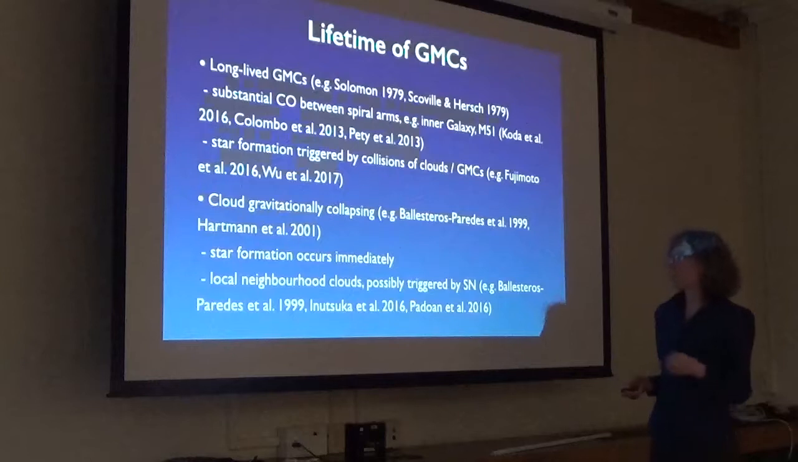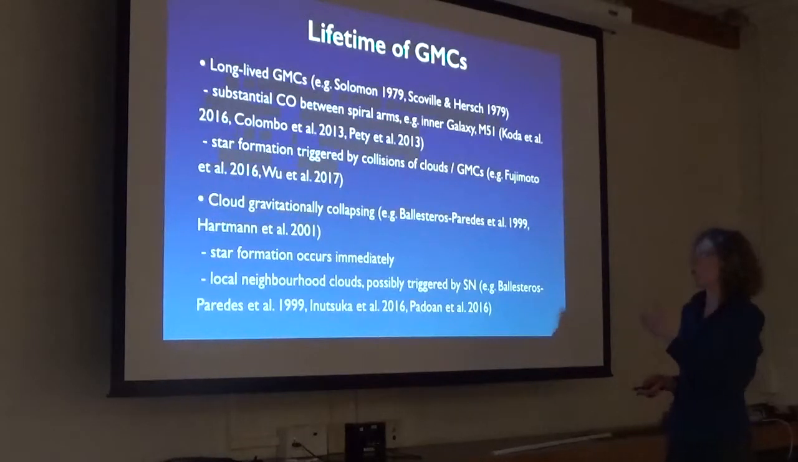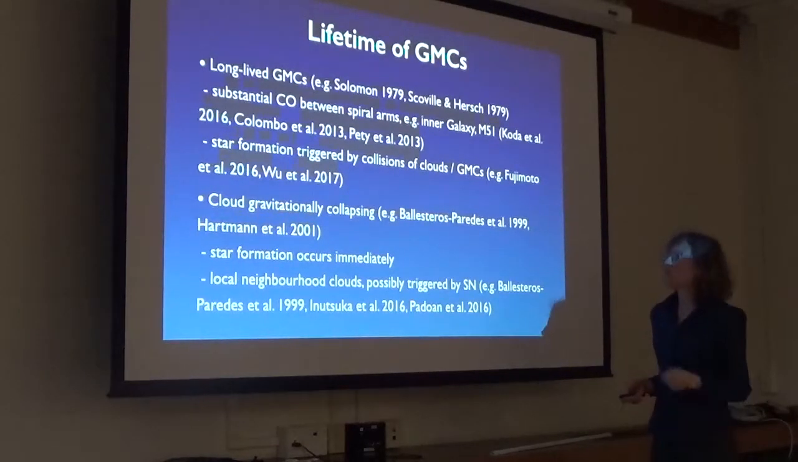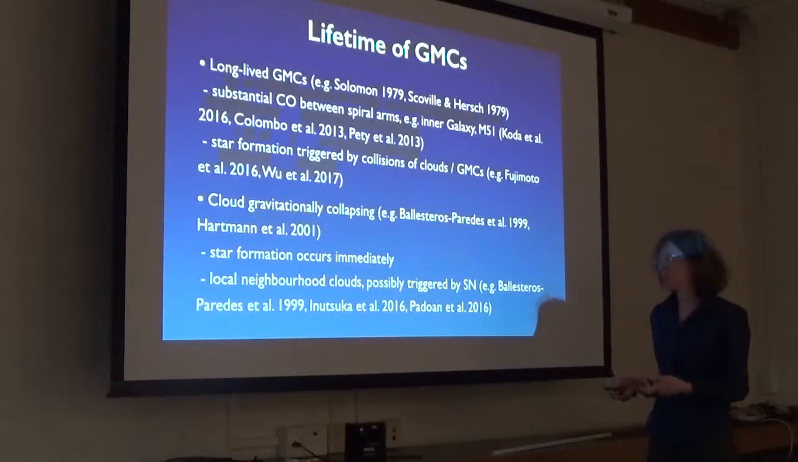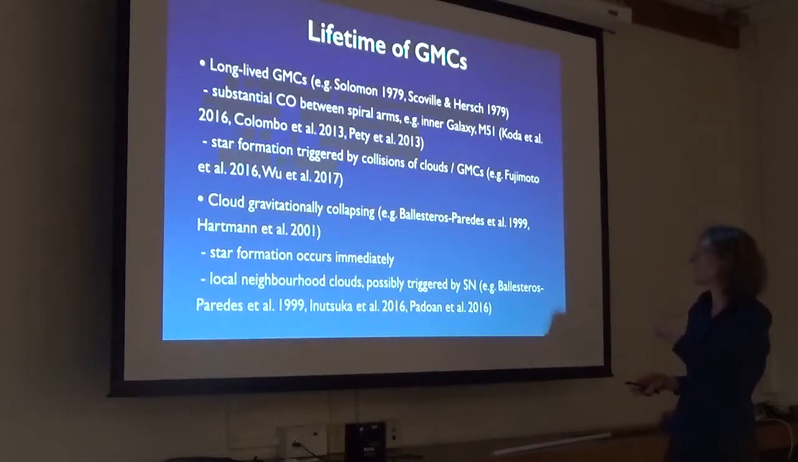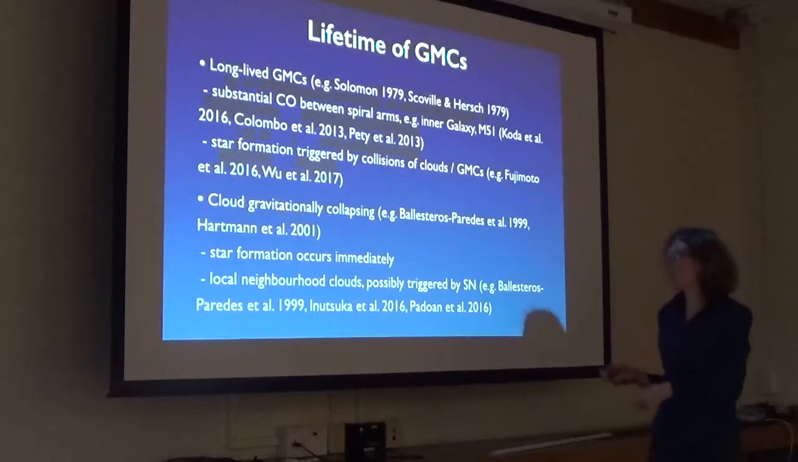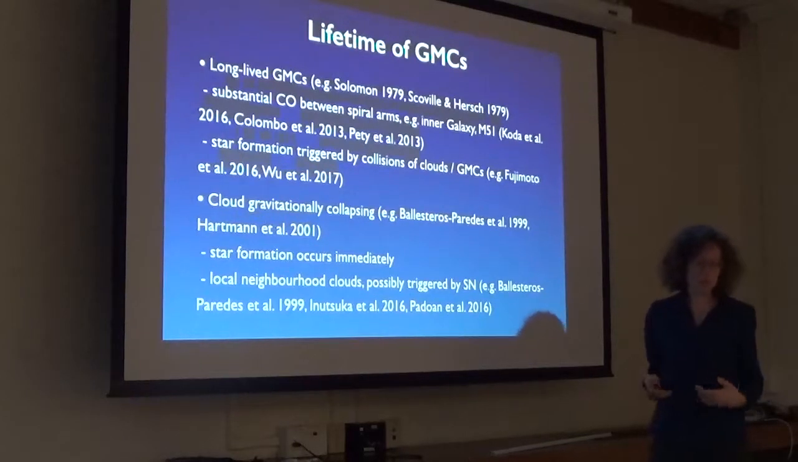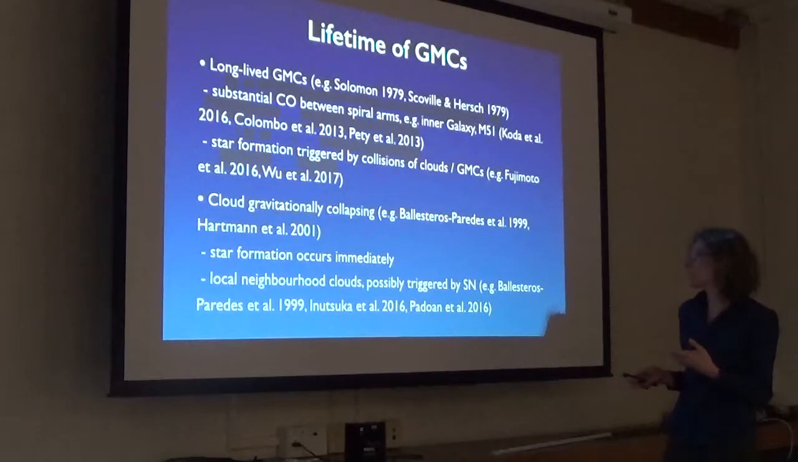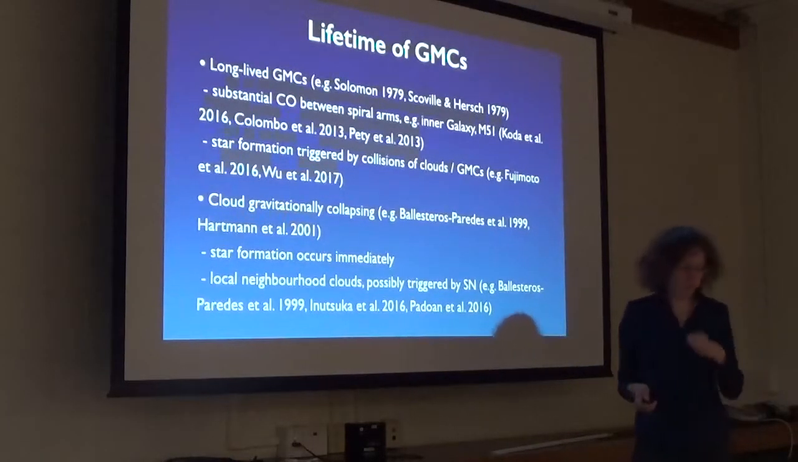And then in the last 20 years or so, other people have focused on short-lived clouds, where the clouds are in a process of gravitational collapse, so their evolution occurs very quickly, with star formation occurring, and often discussed in relation to quite local clouds, possibly that have been triggered by recent supernova events in the region.